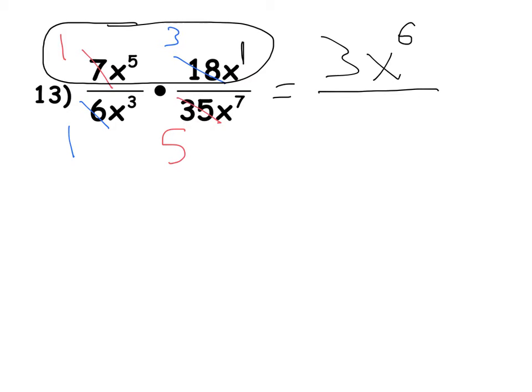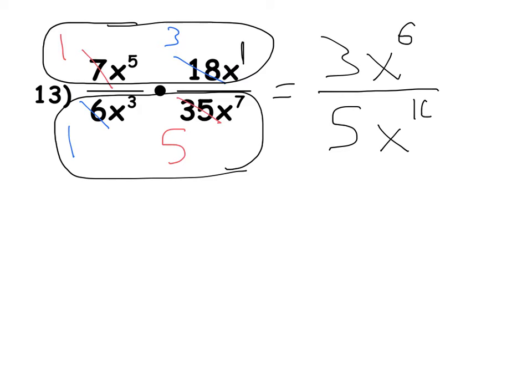All over my denominators, which again I multiply across. 1 times 5 gives me 5. x cubed over x cubed times x to the 7th, right? I go ahead and add those exponents, I get x to the 10th.